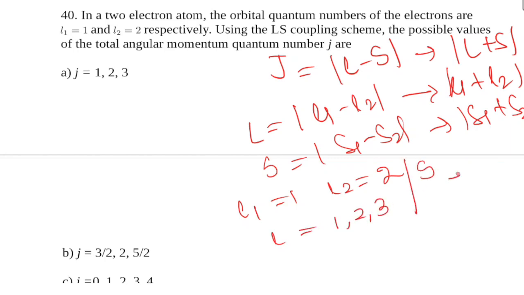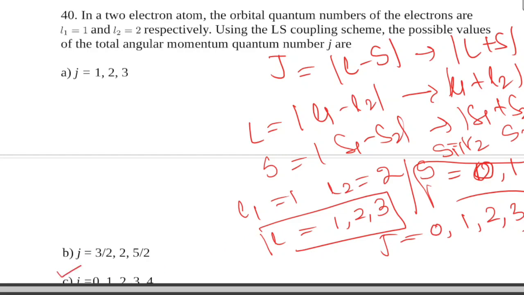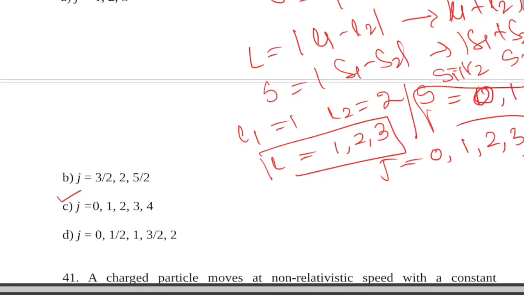Next, S value will be, S1 is half, S2 is half, so S value will be 0 and 1. Okay, so now using these values of L and S, J value will be 0, 1, 2, 3, 4. Okay, so your correct option is option C, that is 0, 1, 2, 3, 4.